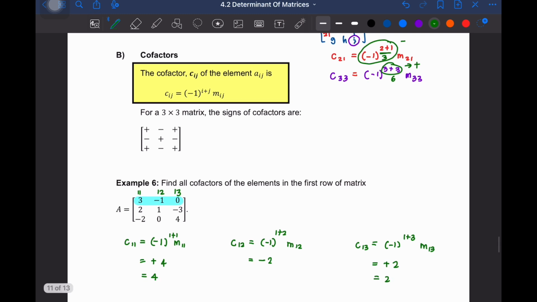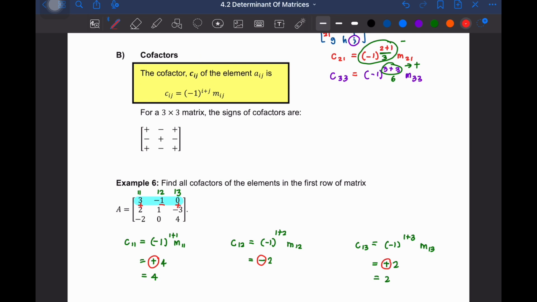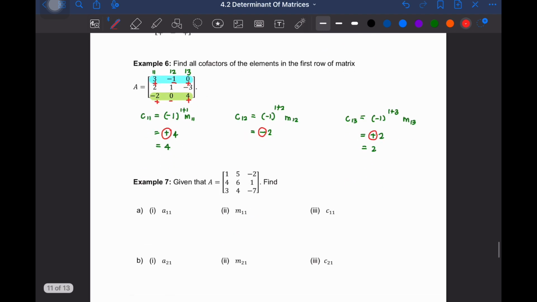So actually minor and cofactor are related. It's just a matter of the plus minus sign. If it is located at the first row, the sign is going to be positive, negative, positive over here, just like what we have calculated. Let's say we want to find the cofactor at the third row. The third row is over here, which means the sign will be positive minor, negative minor, positive minor, just like that.